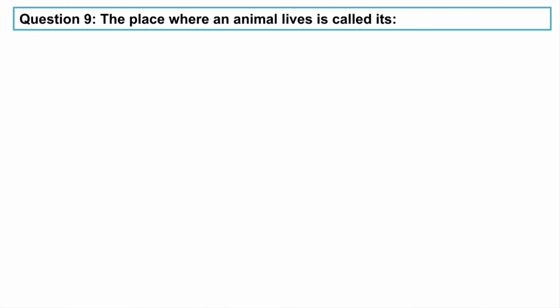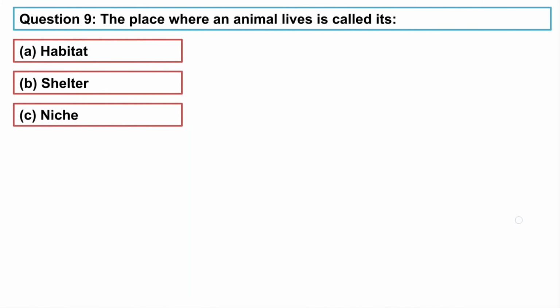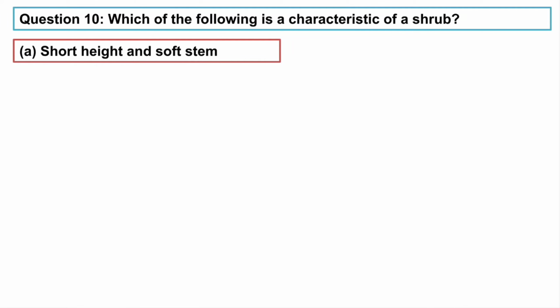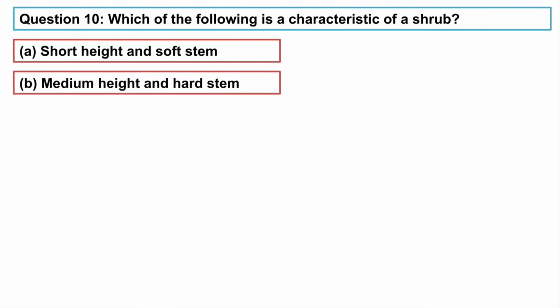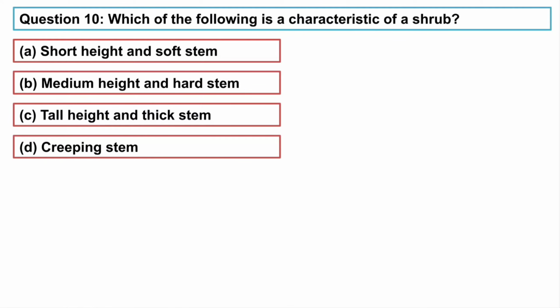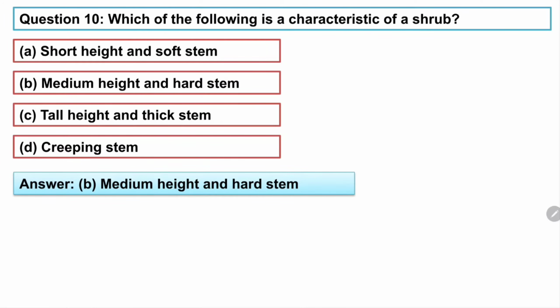Next, the place where an animal lives is called its, what do we call it? Habitat, shelter, niche or region. So what is the correct answer here? Habitat, okay. Which of the following is a characteristic of a shrub? So short height and soft stem, or medium height and hard stem, or tall height and thick stem, or creeping stem. So what is the correct answer here? See, whenever you say shrub, the stem cannot be soft, okay. So your answer will be this one, okay, medium height with hard stem, option number B.